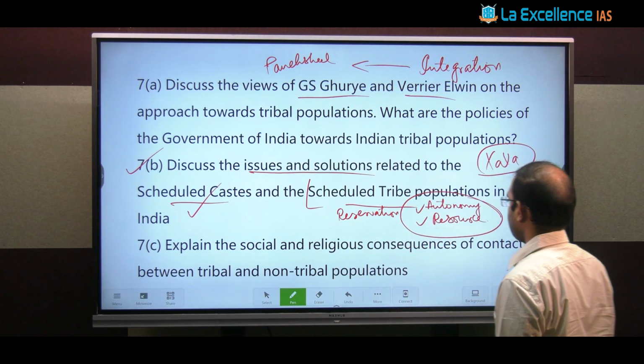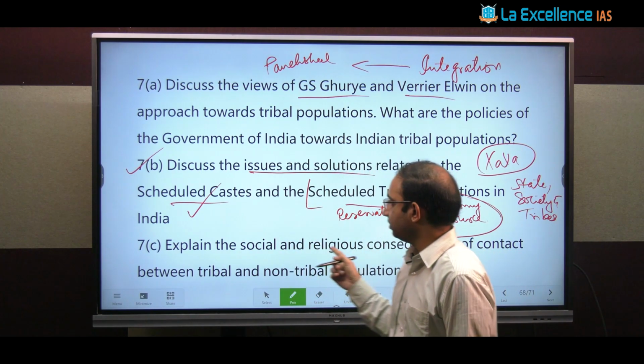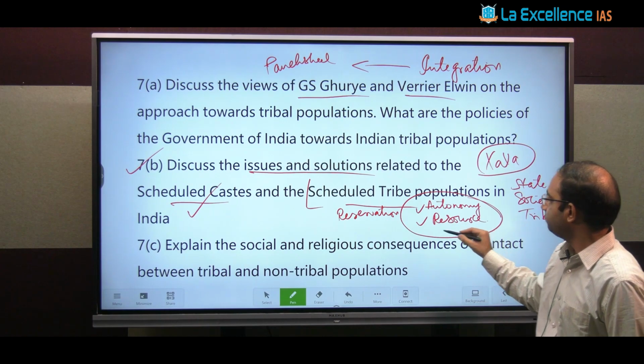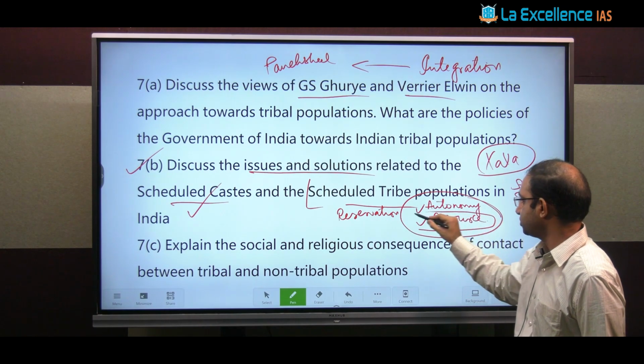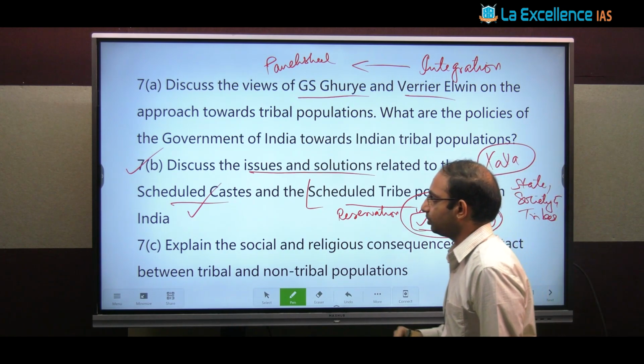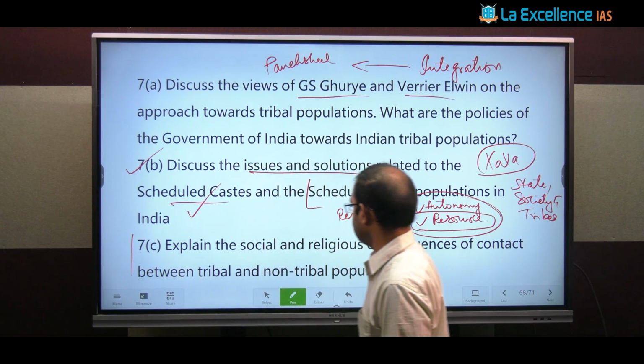So in case of scheduled tribe, the idea must be to preserve their autonomy, political autonomy, through 5th schedule, 6th schedule, special states, etc. And by strengthening their rights over resources, especially Jal, Jungle, Jameen, that is water, forest, and land resources. That's it. And give examples of both the differences. Next.